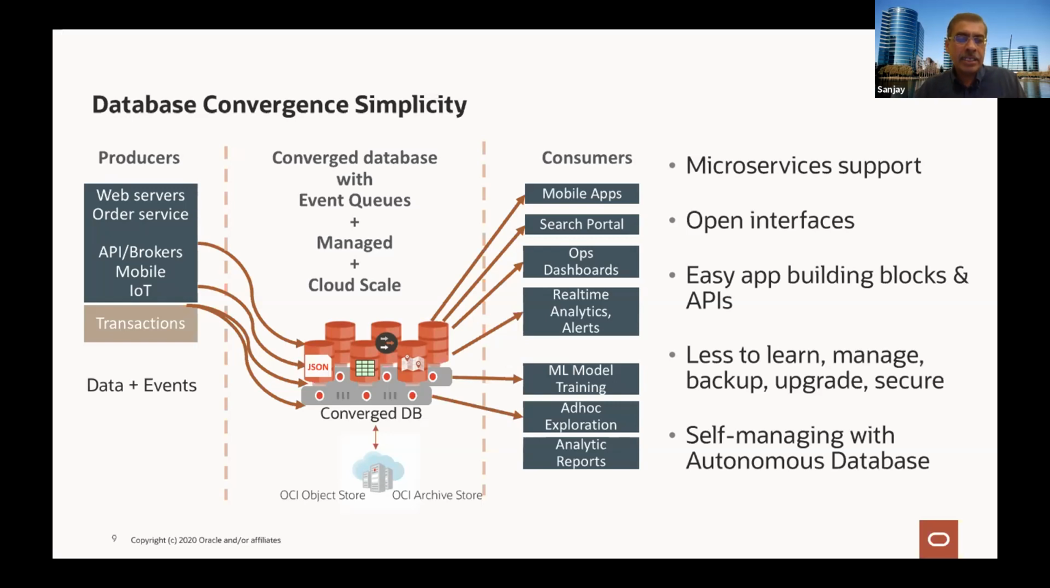And then you can see this flow of data and events coming through the Converged database, and you can scale, of course, with RAC, with sharded databases, right? So you can see the skill set kind of becoming unified here with microservices support, with open interfaces. We'll talk about how the containers and the Kubernetes app tier talks to this, and kind of less to learn, manage, backup, upgrade. So if you're familiar with the database, it actually helps you make it a data tier in some ways. And of course, if you use the autonomous database on the Oracle Cloud, it is also self-managing in some ways. So that's kind of the paradigm of the converged database.